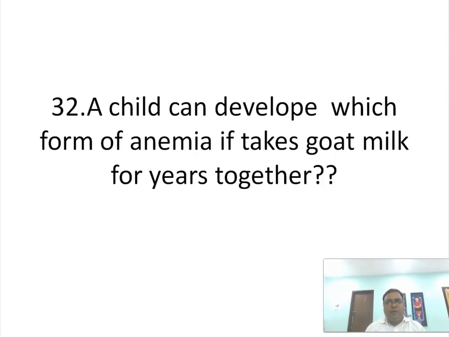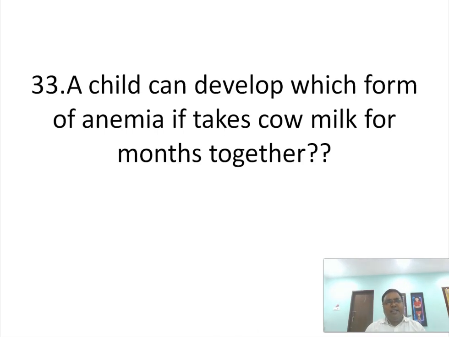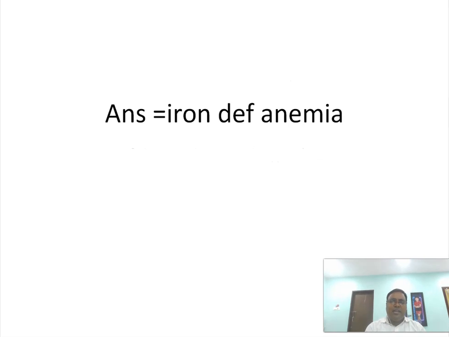Next, a child can develop which form of anemia if he takes goat milk for years together? We can get this question. If somebody is taking goat milk for years together, what will happen? If somebody is taking cow's milk for years together, what will happen? If somebody is taking goat milk, the child may develop megaloblastic anemia. Similarly, if a child is taking cow milk for months together, then the disease would be iron deficiency anemia.